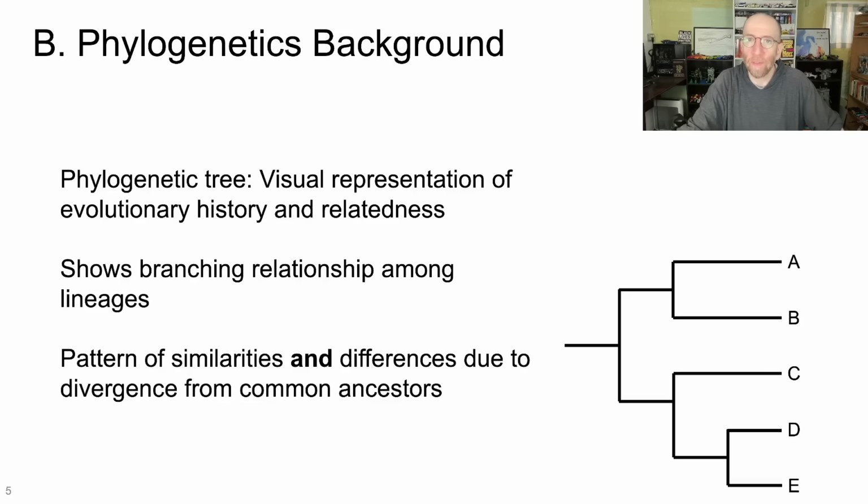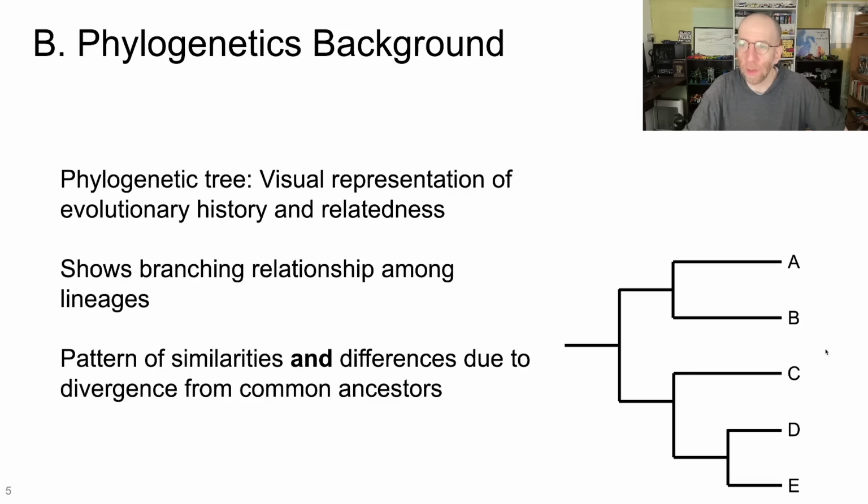So a phylogenetic tree, which you can see a simple one right here, is a visual representation of evolutionary histories and relatedness among groups of organisms. The whole point is you're looking at a branching pattern from common ancestors to your extant taxa, your living groups, the groups that exist today, right? And the point is that the pattern of similarities and the pattern of differences is due to their divergence from their shared common ancestors.